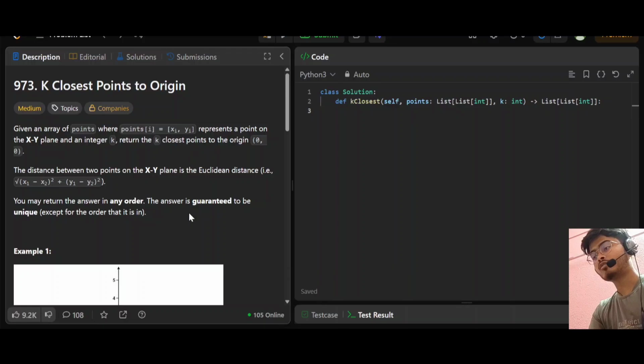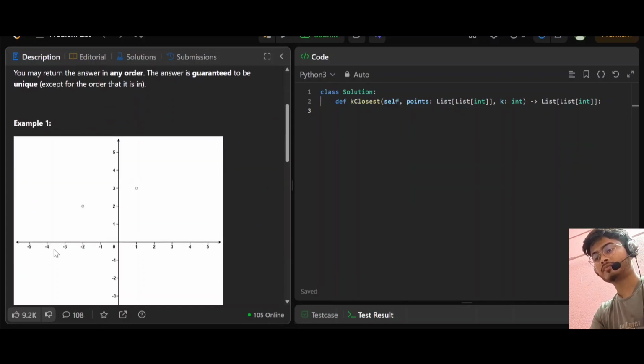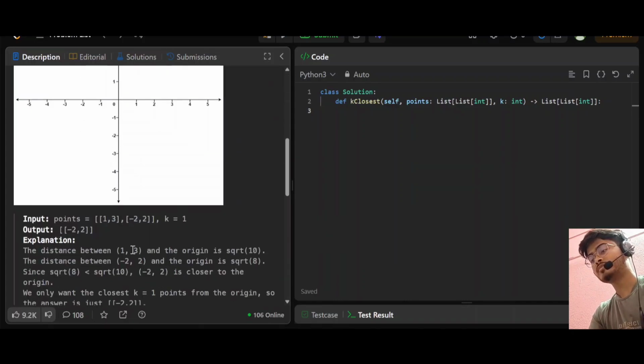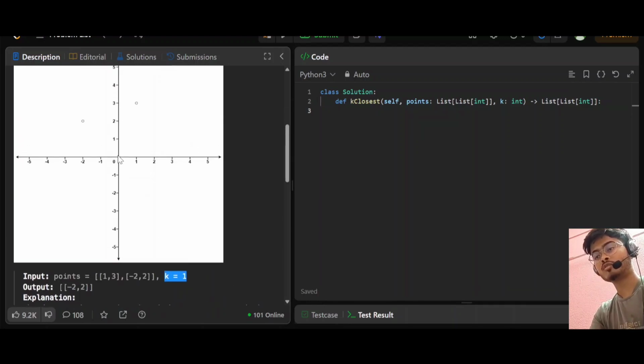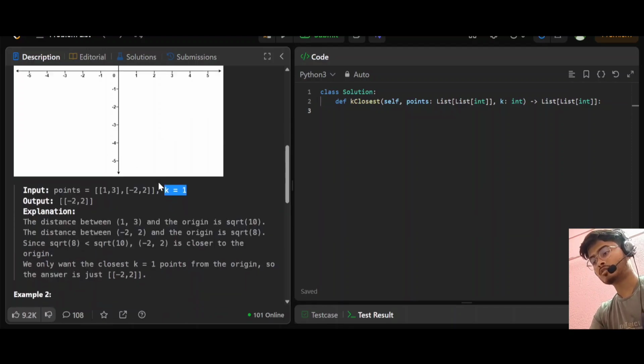We are given an array called points. Each element inside this array represents a point on a two-dimensional plane. For example, 1, 3 represents a point whose x coordinate is 1 and y coordinate is 3. We are also given an integer k. Our task is to return the k points that are closest to the origin. The origin is the point 0, 0 in this plane. The answer can be returned in any order.